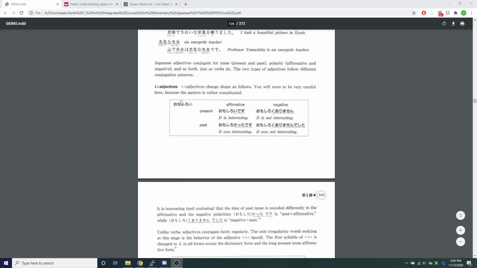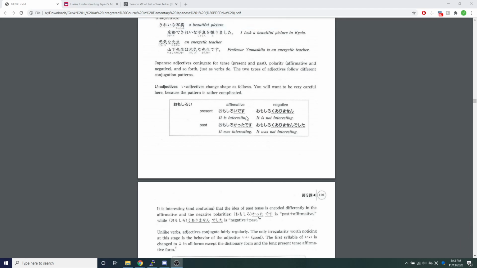So they talk about how the adjectives change shape here. So omoshiroi, being interesting or funny, becomes omoshiroi desu. That is the affirmative. You just plop desu on it. Pretty simple. Just like you'd say oishii desu, right? Oishii is an adjective.